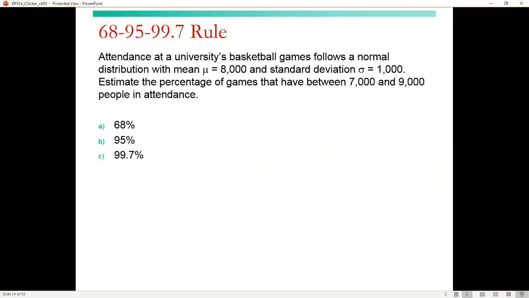Attendance at a university's basketball games follow a normal distribution with mu equal to 8,000 and standard deviation sigma equal to 1,000. Estimate the percent of games that have between 7,000 and 9,000. Since 7,000 to 9,000 is between 1 standard deviation below and 1 standard deviation above the mean, we have 68% of the data.